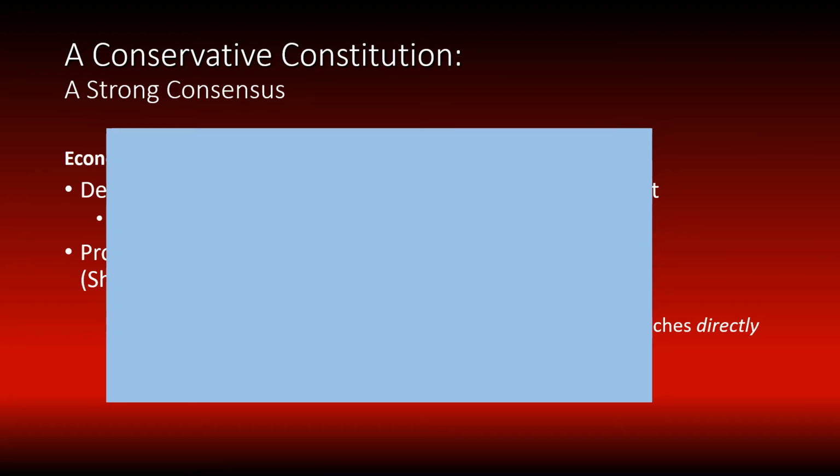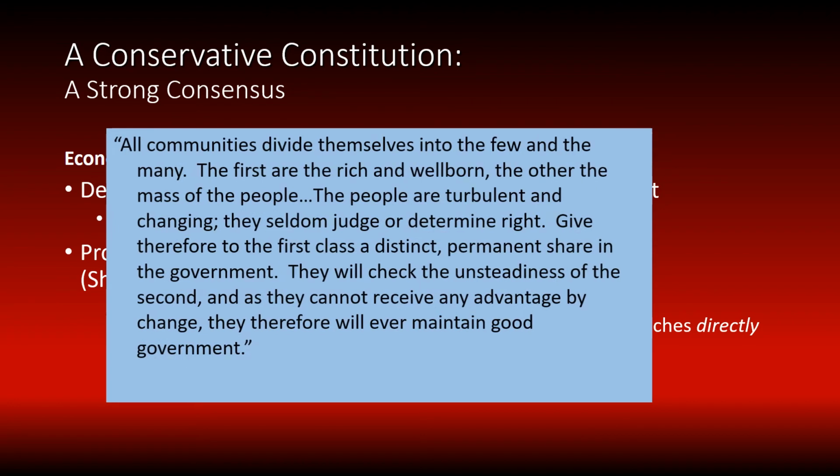And I think Alexander Hamilton sums the idea here pretty well when he says, "All communities divide themselves into the few and the many. The first are the rich and well-born, the other the mass of the people. The people are turbulent and changing. They seldom judge or determine right. Give, therefore, to the first class a distinct, permanent share in the government. They will check the unsteadiness of the second. And as they cannot receive any advantage by change, they therefore will ever maintain good government."